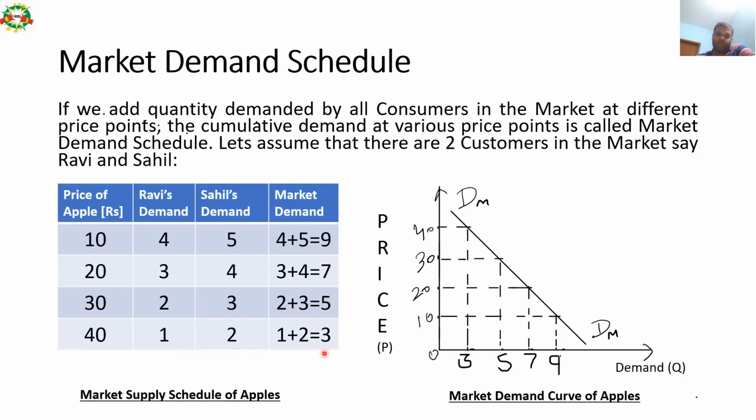If we draw this table into a graphical picture, that will give us the market demand curve of apple. So again, the y-axis is price of the apple and the x-axis is demand of the apple. So at 40 rupees, total 3 units will be demanded by the entire market. At 30 rupees, total 5 apples will be demanded. At 20 rupees, 7 apples. And at 10 rupees, 9 apples will be the total demand of the market for apples.